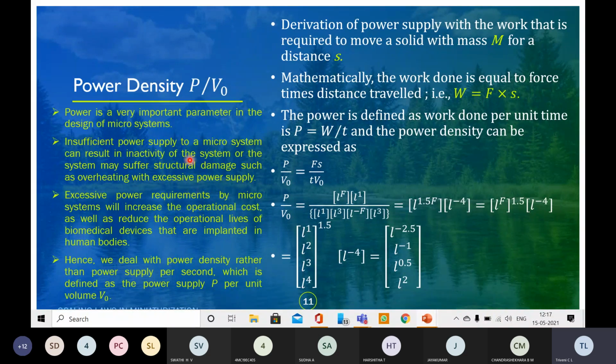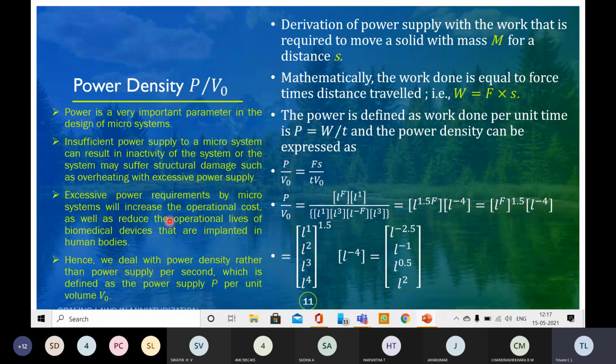So how much power is supposed to be given to the microsystems? If you give less power, it leads to inactivity. If you give excess power, it leads to structural damage and overheating. So these parameters you have to consider. For that, we are discussing the power density here.